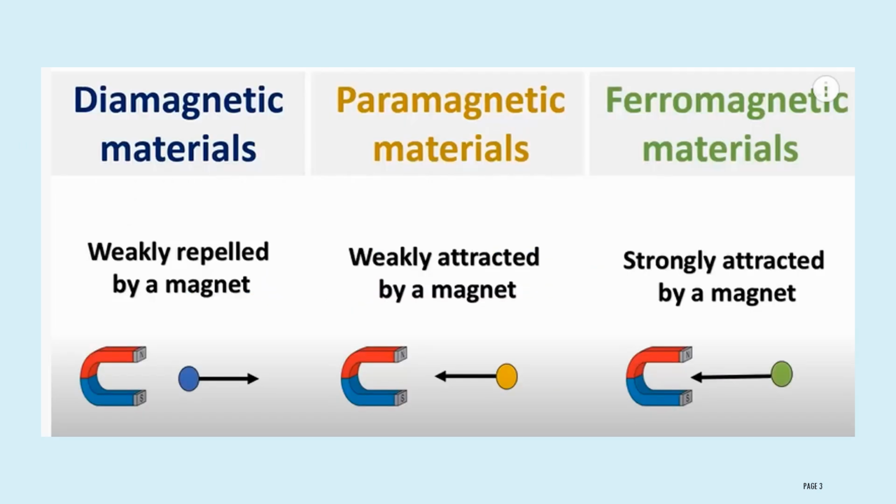Let us discuss in detail the three types of materials. If you place different types of materials near a magnet, what are the changes? Let us observe here. First one, diamagnetic materials. If you place a diamagnetic material near a magnet, then it will be weakly repelled by the magnet. Second case, if you keep a paramagnetic material near a magnet, then it will be weakly attracted by the magnet. Third one, if you place a ferromagnetic material near a magnet, then it will be strongly attracted by the magnet.